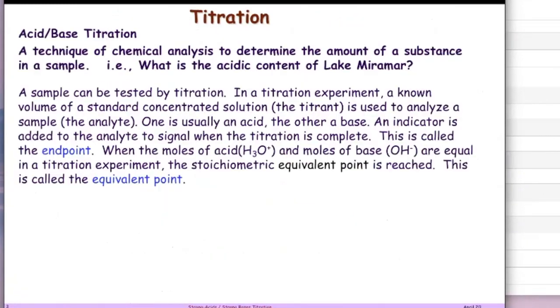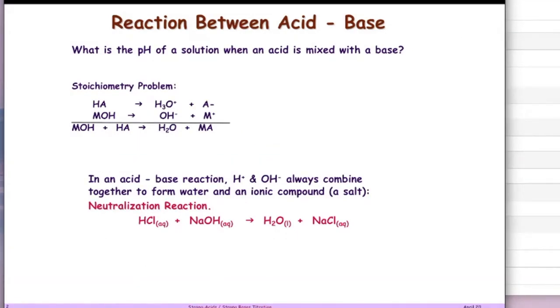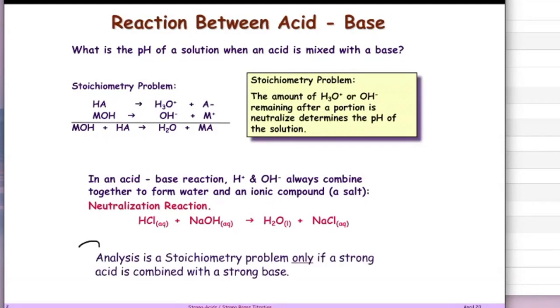So let me go back real quick because there was something, this right here. Analysis is a stoichiometry problem only if a strong acid is combined with a strong base. Only. That's very important. Okay. If you have a strong acid combined with a weak base, the first part is stoichiometric because the strong acid is going to dictate that it takes all its hydrogen, and the second part is equilibrium. We'll be talking about that part on Wednesday.